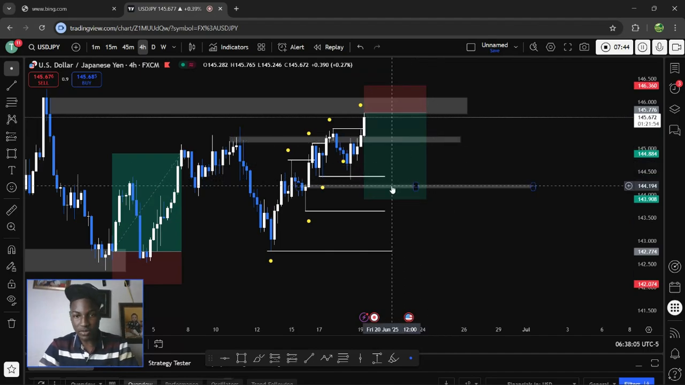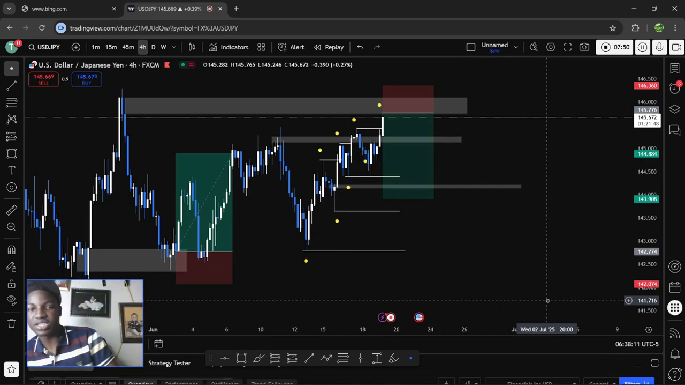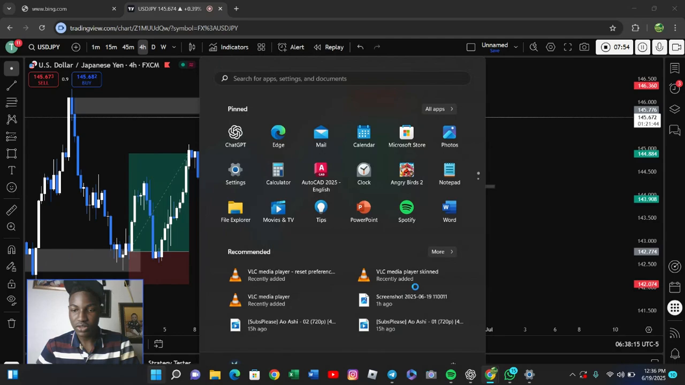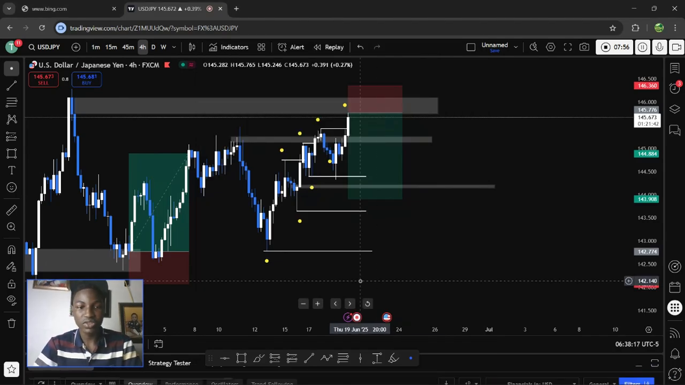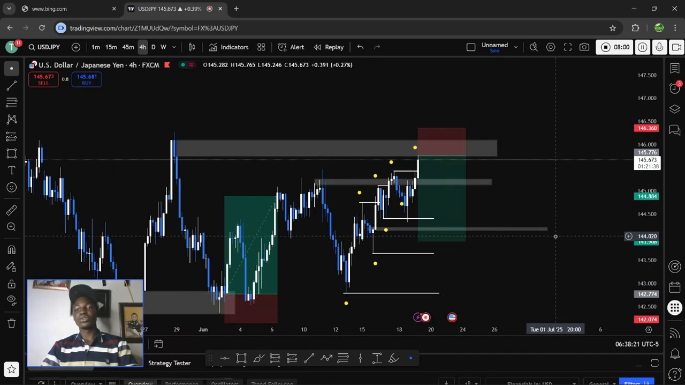I'm going to keep you guys updated on what happens in this trade. Today is June 19, 2025. Today is already Thursday. We're about to enter New York session. So stay active and I'll keep you guys updated.